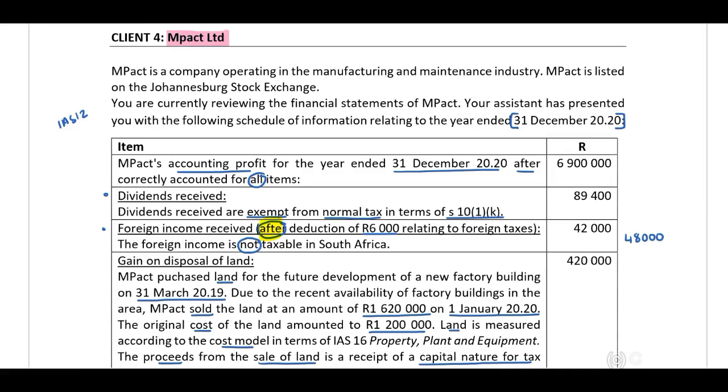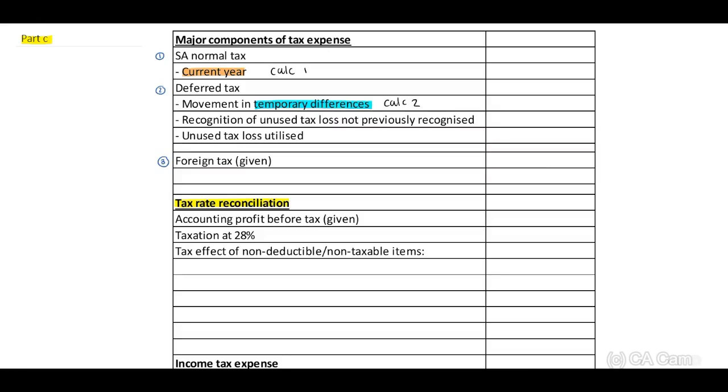When we look at the scenario, our first paragraph here is a bit of background info, and then they indicate to us that you are currently reviewing the financial statements of Impact. Your assistant has presented you with the following schedule of information relating to the year ended 31 December 2020. Item: Impact's accounting profit for the year ended 31 December 2020 after correctly accounting for all the items below is 6.9 million. Guys, immediately I will transfer this to where I need the amount. First, my tax rate recon.